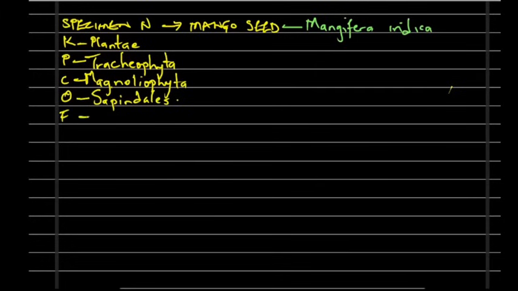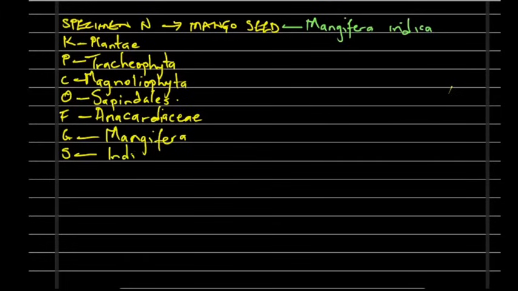Then we go to talk about the family. The family there is the Anacardiaceae. Then we have the genus. The genus, we said, is the Mangifera. And then we have the species, which happens to be indica. So that is the classification that we have for this particular organism.